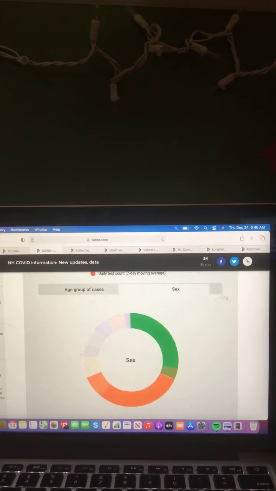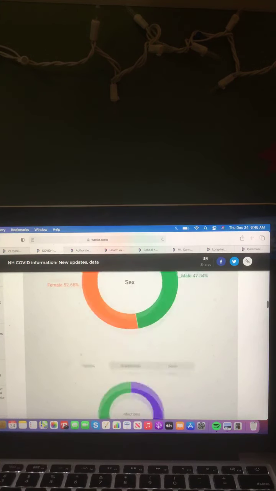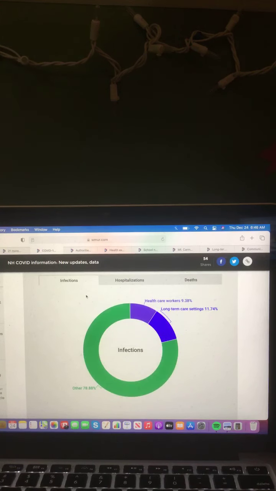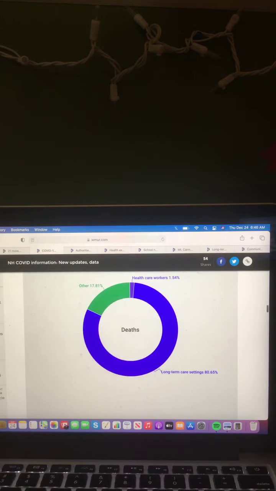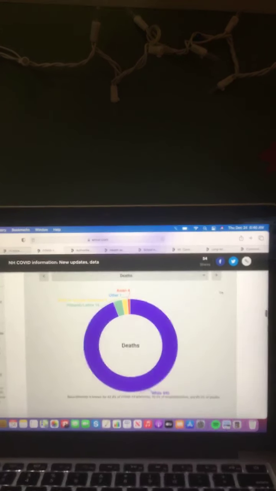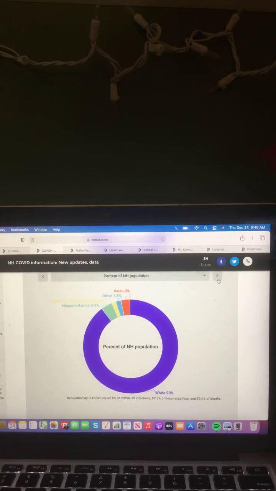And let's take a look at this chart here. Age group of cases and female and male of cases. Let's take a look at this chart here. Infections, hospitalizations, and deaths. Let's take a look at this chart here. Deaths, percent of the entire population, race slash ethnicity of cases, and hospitalizations.